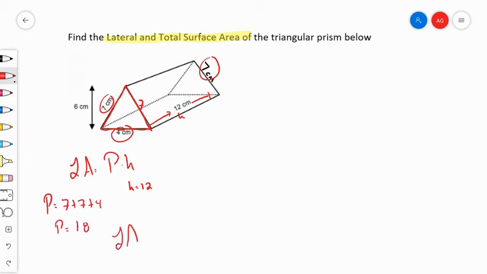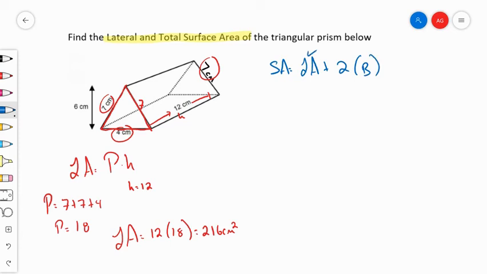And so to find my lateral area, I simply multiply 12 times 18, and that's going to give me an area of 216 centimeters squared. And so if we move on to my total surface area, remember surface area is just lateral area plus 2 times area of the base. Lateral area we just found. Okay, so I'm checking that off. That's an L, sorry.